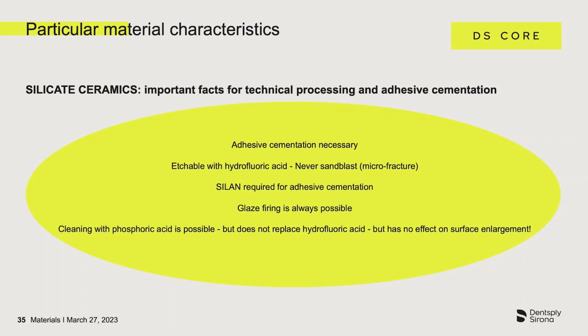They can always be etched with hydrofluoric acid to enlarge the surface. They must not be sandblasted under any circumstances because of the risk of microfractures. Silane is the chemical bonding agent for adhesive luting. And in general, it can be said that glaze firing and therefore characterization and individualization of this restoration is always possible. Pre-cleaning with phosphoric acid is possible, but can never replace hydrofluoric acid etching for surface enlargement.